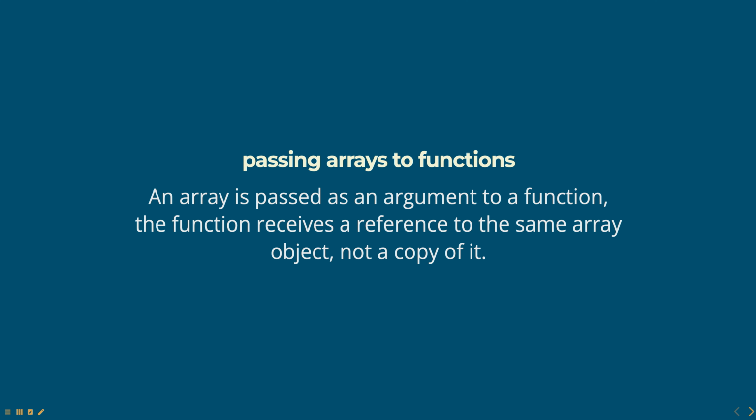In JavaScript, when an array is passed as an argument to a function, the function receives a reference to the same array object, not a copy of it. This is called passing by reference.